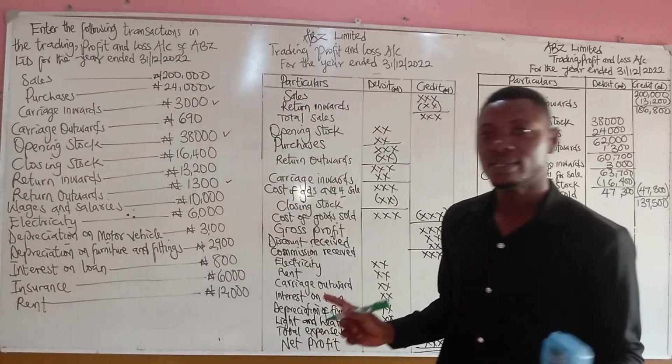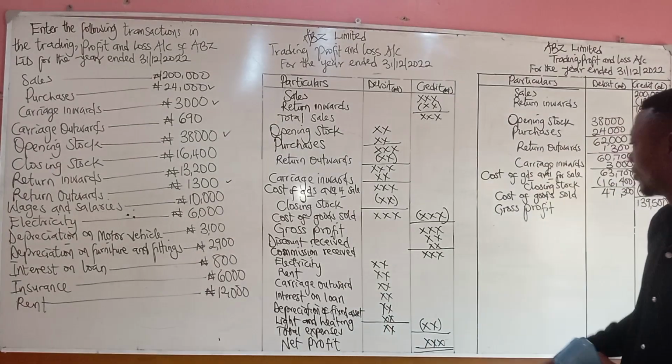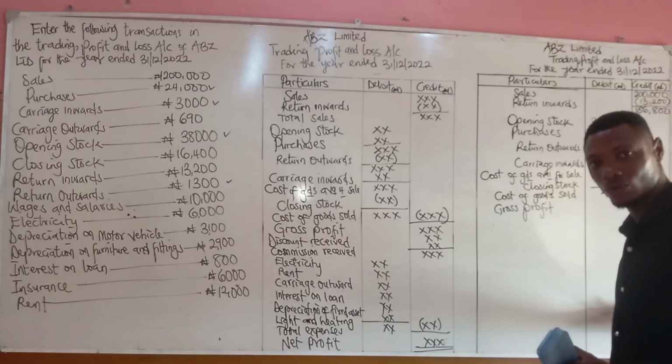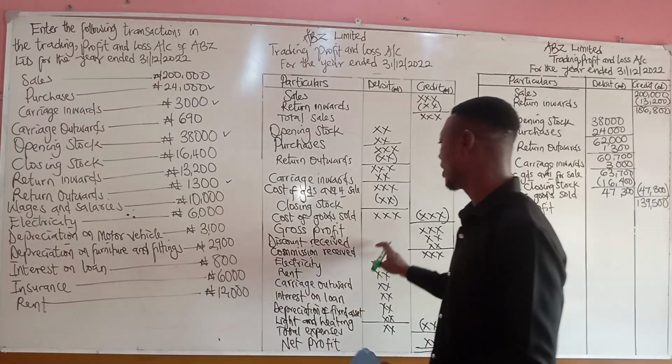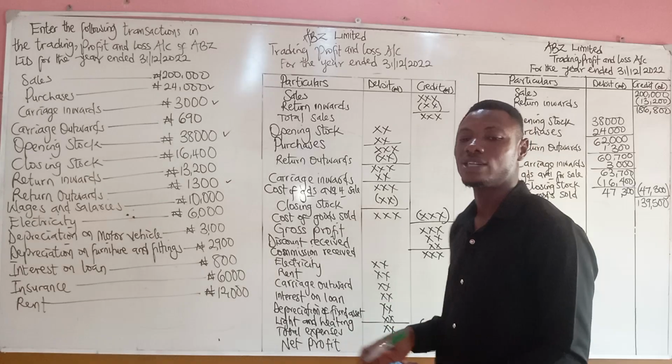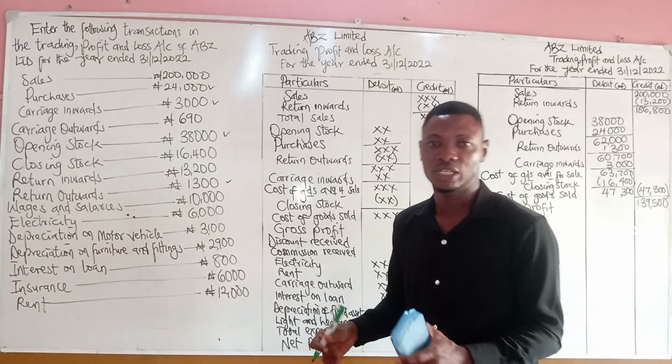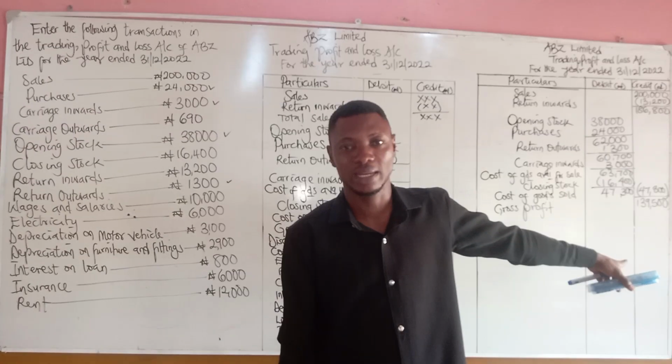Good. There is no discount received, there is no commission received. Now that means we'll leave it, okay, and then proceed to our expenses. Now we see that in the format we have it here, so in case you find it in the question, you can put it on the credit side.